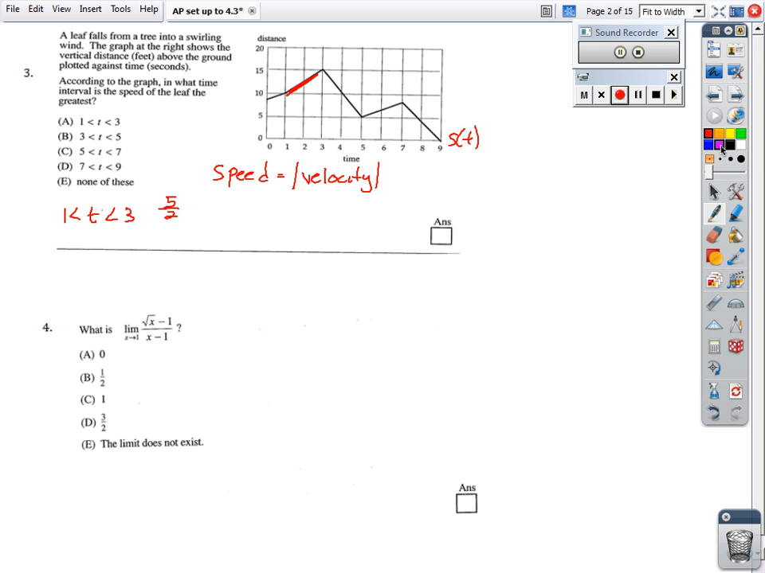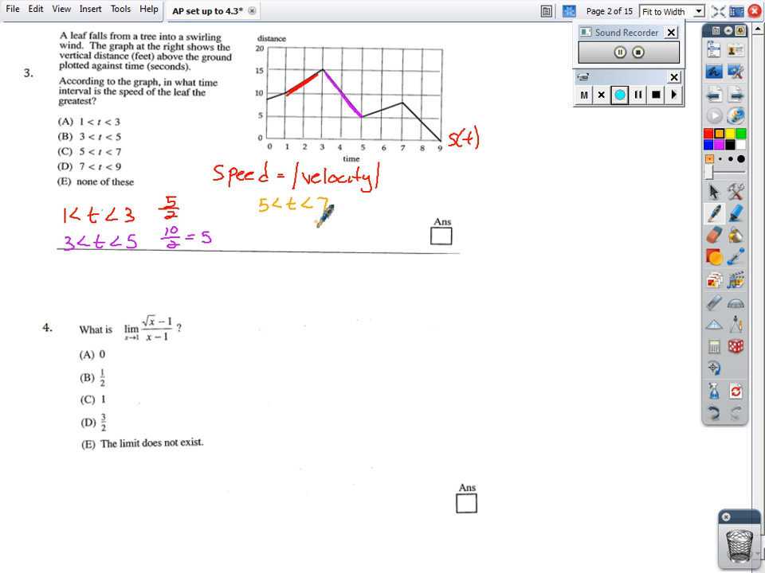Okay, next, I'll try the next interval, which is 3 to 5, which is indicated by this line segment. Now we're going down 5, 10, and we're going over 2, so it's 10 over 2, so the slope there is 5. Now, even though it's negative, we're doing the absolute value of it, so don't forget that relationship between speed and velocity. Okay, next interval is between 5 and 7.